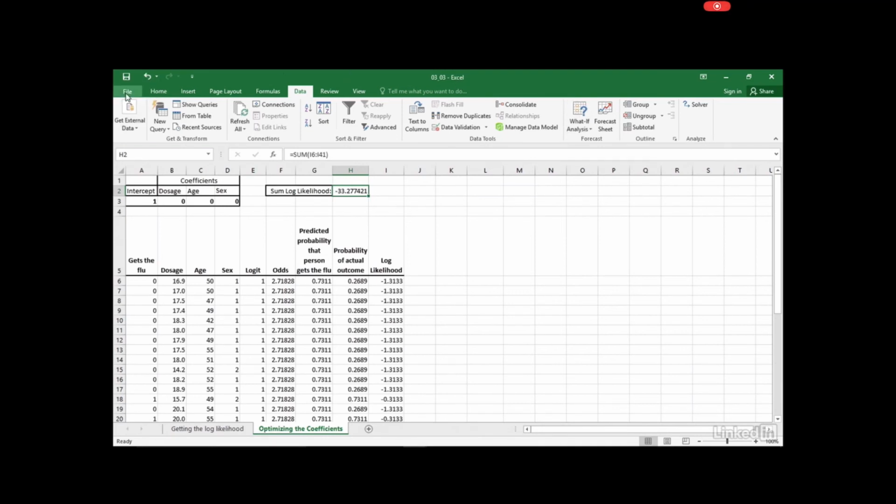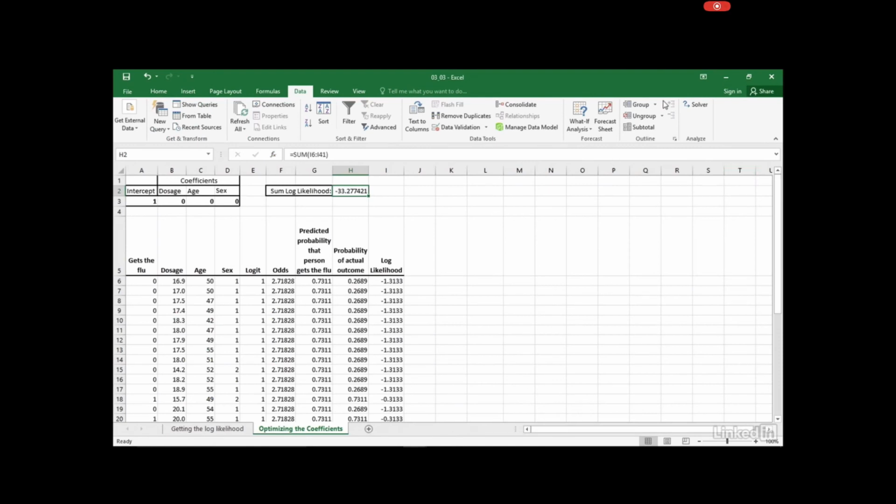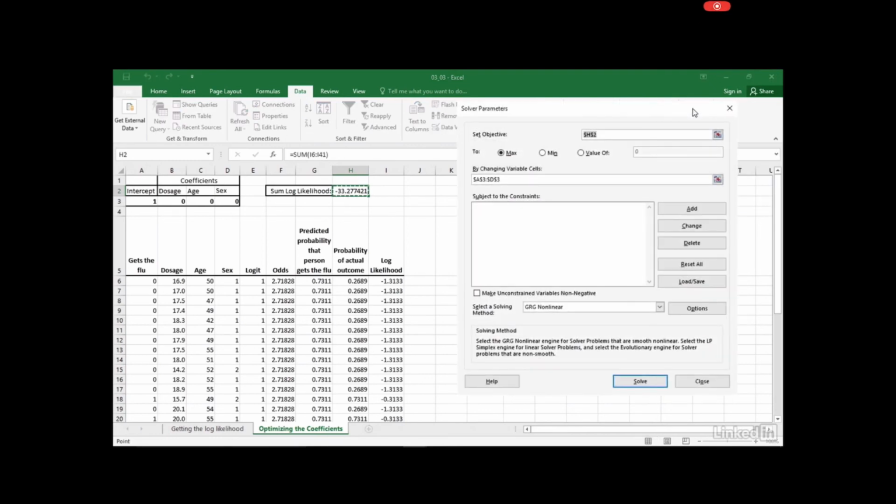I can tell you that the process starts by choosing File and then choosing Options at the bottom of the nav bar. And you may well be able to follow the trail of breadcrumbs to get to the point where you are going to actually install Solver. If you already see the Analyze group and Solver on the ribbon, then you're home free as far as installation is concerned. And I would suggest that you start out by choosing the cell where the sum of the log likelihood is calculated. In this case, that's cell H2, and then choose Solver.